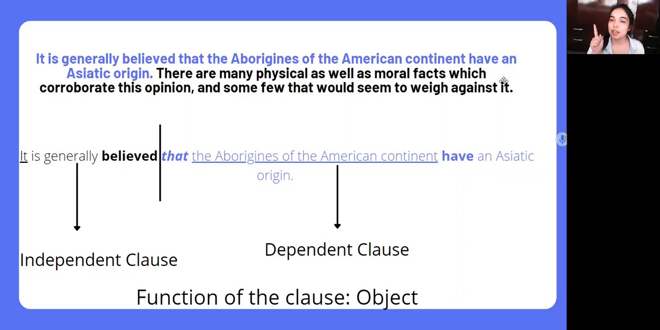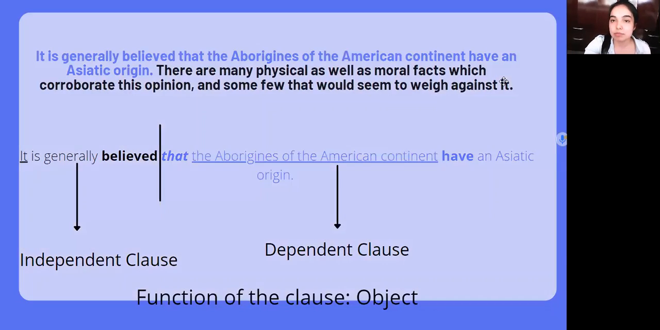And something, I already said that our last sentence was WH type of noun clause. This one is that clause type of noun clause. So we have differences, okay?